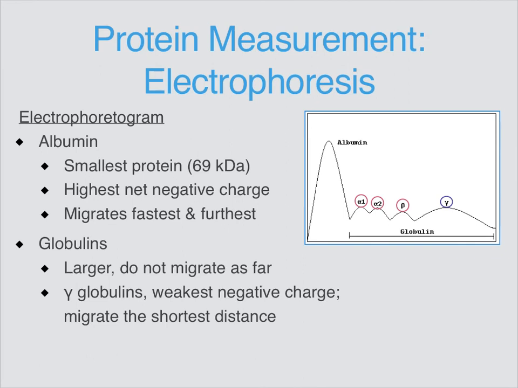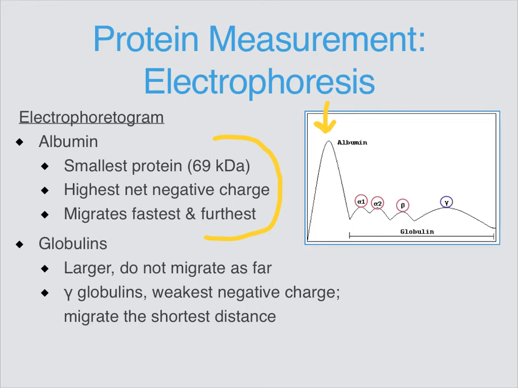Okay, so when we're looking at our electrophoretograms, as I just mentioned, our albumin is the smallest protein. It has the highest negative charge. It migrates the fastest and furthest. So this biggest piece here on your protein electrophoresis is your albumin. Our globulin fraction, and remember they're a heterogeneous group, do not migrate as far. They're bigger proteins, and they don't have that humongous negative charge that albumin has. And they move across in different lumps and bumps. And we have categorized the different lumps and bumps by alpha 1, alpha 2, beta, and gamma.